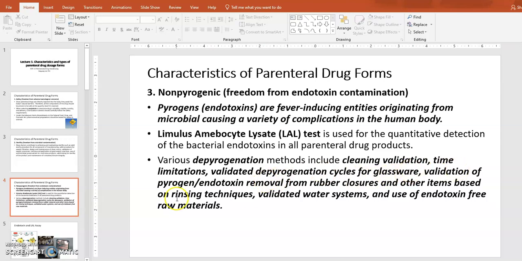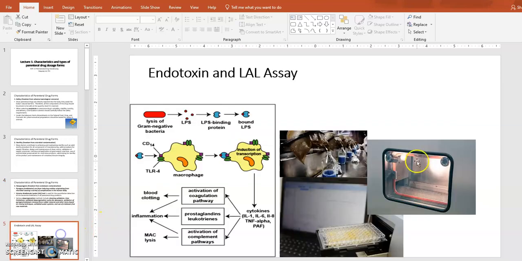And validation of pyrogen endotoxin removal from the rubber closure system, like stoppers and things, and how many times you need to wash and rinse. And the water system: what water do you use? The required water is called WFI, water for injection. You have to use endotoxin-free raw material, so endotoxin should not be there. So non-pyrogenic is another requirement that's important. You've seen this, right?